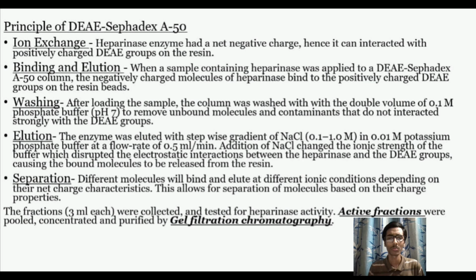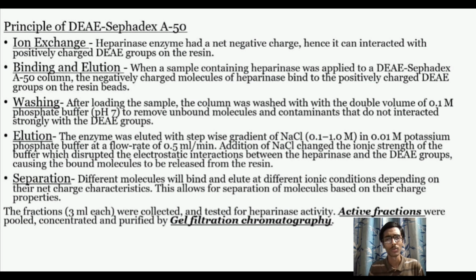interaction. Third, washing. Now, after loading the sample, the column is washed with 0.01 molar phosphate buffer to remove the contaminants or the molecules that are weakly attached to the diethylaminoethyl groups.